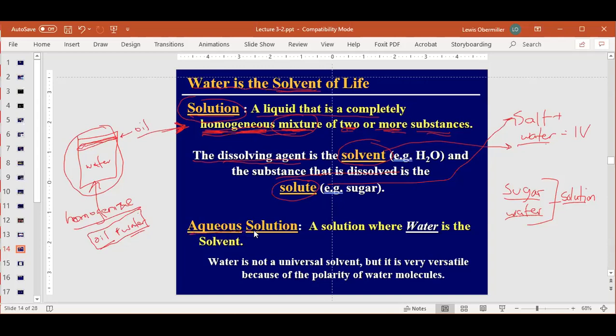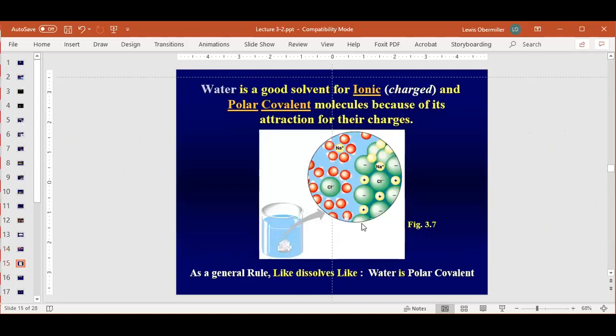We talk about aqueous solutions. So we could dissolve things in alcohol, and so alcohol would be the solvent. But if we're using water, we use the word aqueous. Aqua is water. So when we talk about an aqueous solution, water is always the solvent. And water isn't a universal solvent, but it's very versatile because of the water molecules. And I'll show you why in a second.